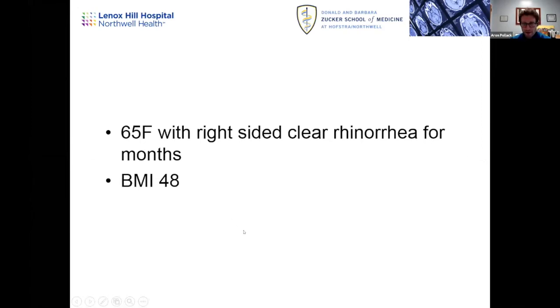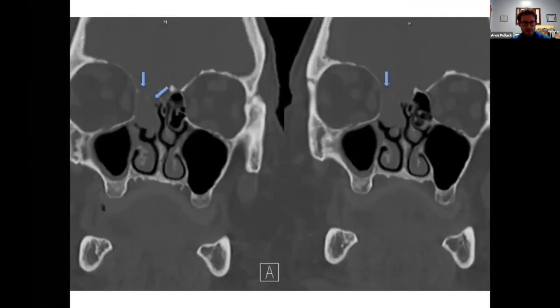Now the next case I want to highlight is another case, but again from a different location. This was a 65-year-old female. She was obese, a BMI of 48, who had right-sided clear rhinorrhea, clear nasal drainage for several months. Didn't have meningitis, but she just continued to leak. And she put her head down and she dripped from one side literally like a faucet. That's actually called a reservoir test. To show her imaging, we're beyond the frontal sinus. We're looking at the ethmoid sinuses.